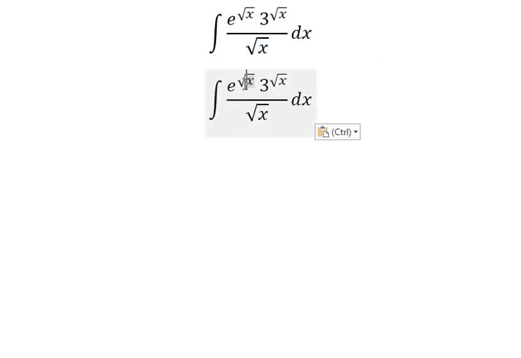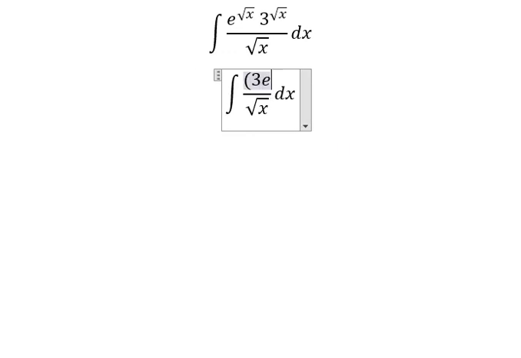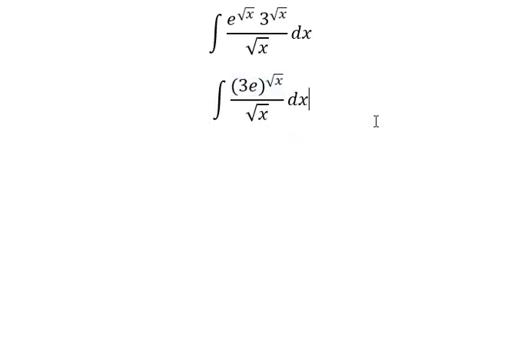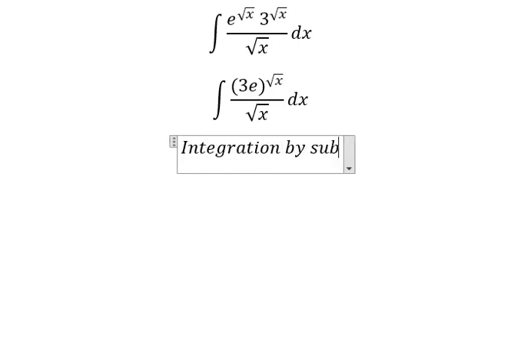We see that they have the same power, the square root of x and the square root of x. In this situation, we can combine two numbers together and we can write it as 3e to the power of the square root of x. Now we can use integration by substitution.